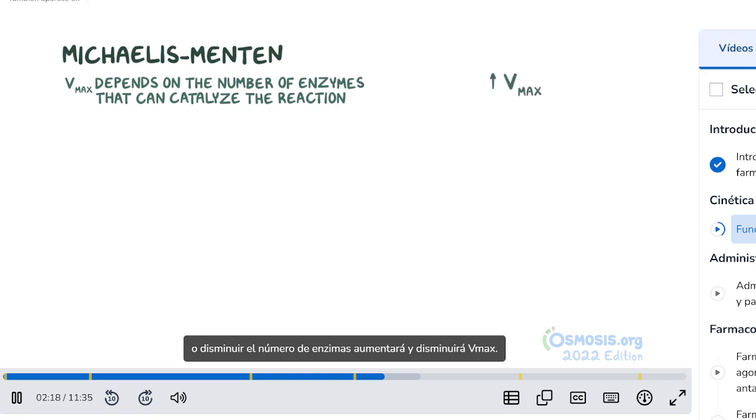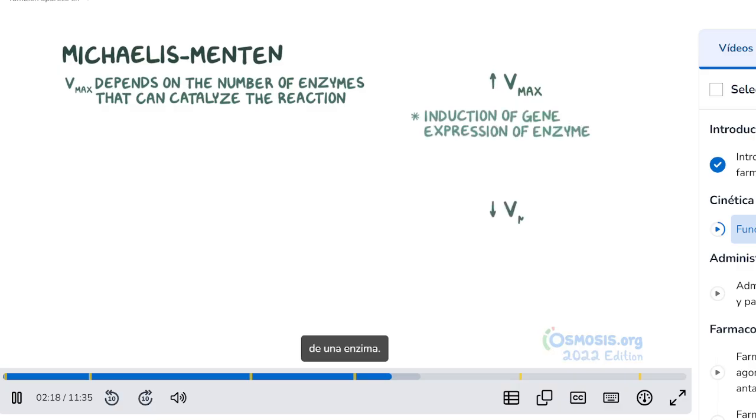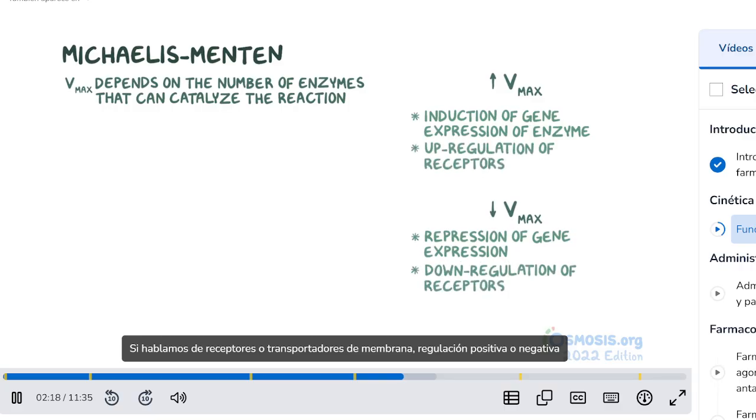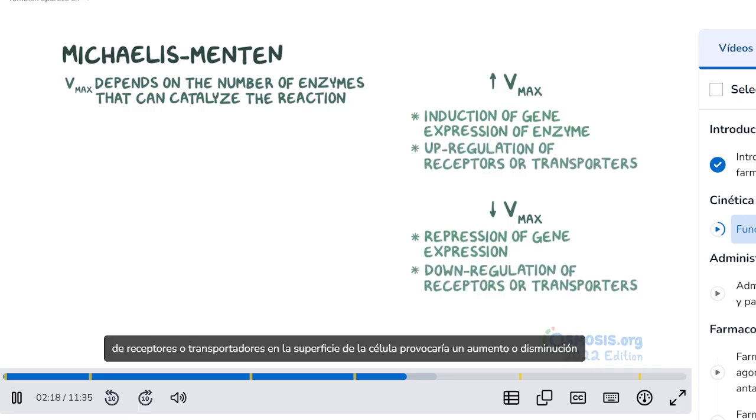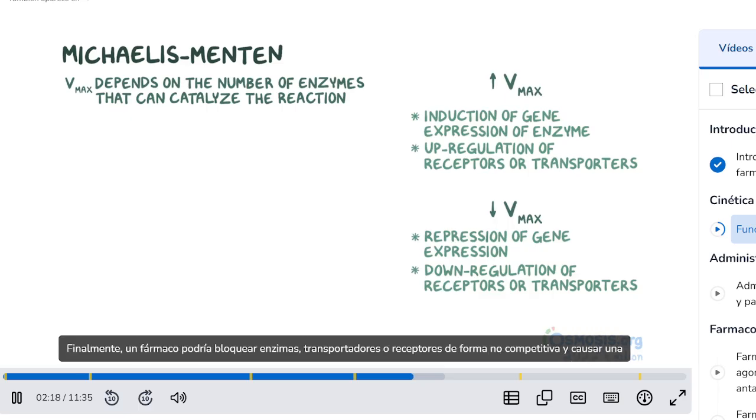One way to increase Vmax is induction, which is when there's an increase in gene expression of an enzyme. The opposite, or a decrease in Vmax, might happen if there's repression or silencing of gene expression. If we're talking about membrane receptors or transporters, upregulation or downregulation of receptors or transporters on a cell's surface would cause an increase or decrease in Vmax, respectively. Finally, a drug might block enzymes, transporters, or receptors non-competitively and cause a decrease in Vmax.